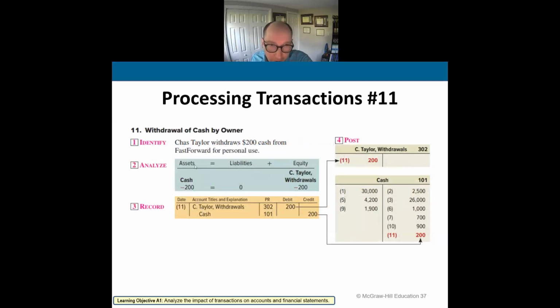Good, a little bit more clear. Transaction 11, the owner is withdrawing cash from the business. They're paying themselves. Debit withdrawals to increase withdrawals and credit cash to reduce cash.